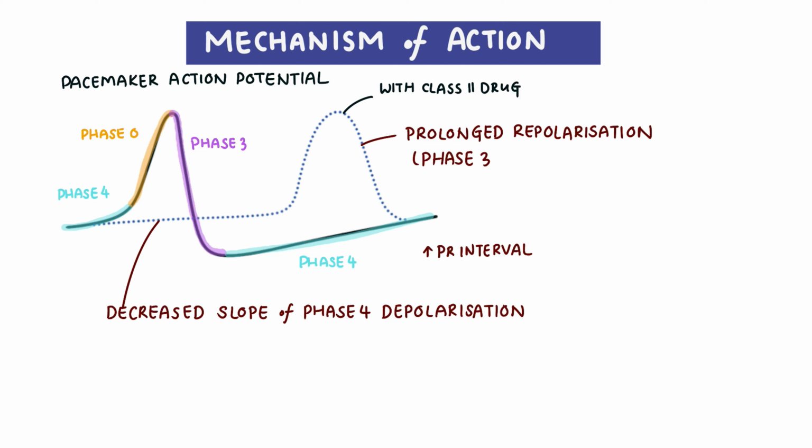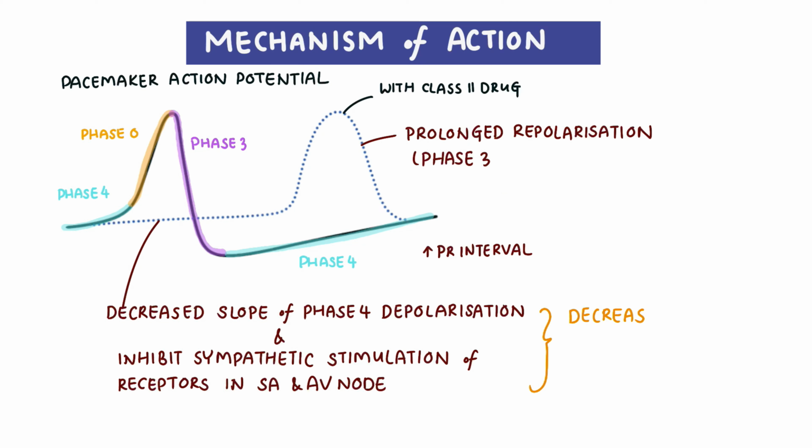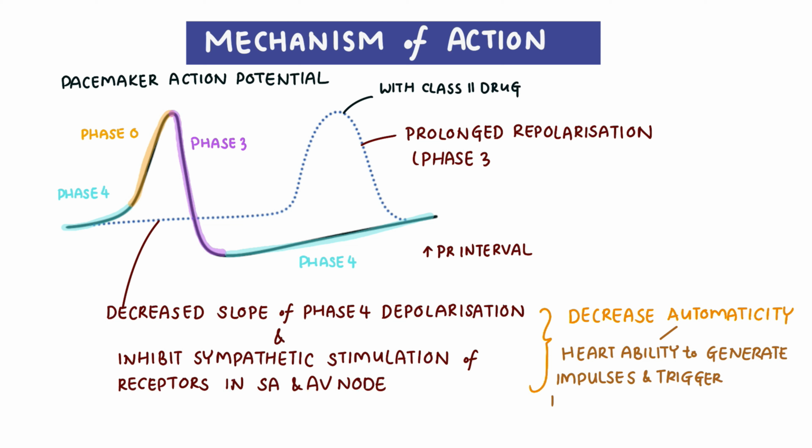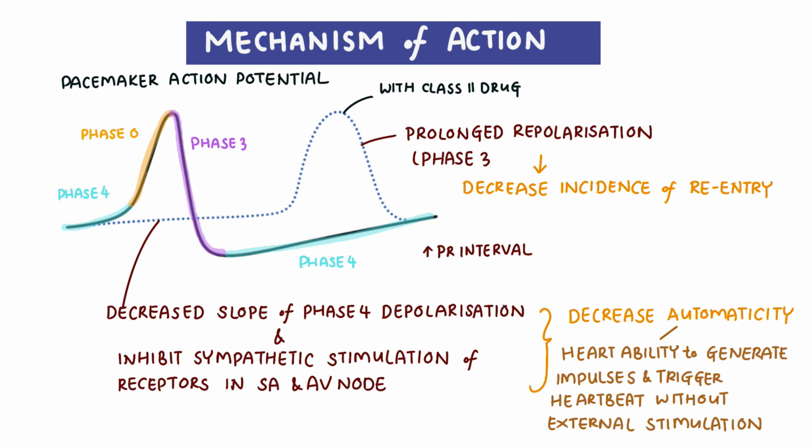Remember that the funny current in phase 4 is what causes spontaneous depolarization. By blocking beta receptors, these drugs reduce the slope of phase 4, meaning the cell takes longer to reach the threshold for the next action potential. This in turn inhibits sympathetic stimulation of receptors in the SA and AV nodes, resulting in decreased automaticity, which refers to the heart's ability to generate impulses and trigger a heartbeat without external stimulation. This will result in a slower heart rate. Also, by prolonging repolarization, Class 2 drugs decrease the incidence of re-entry, which can cause abnormal electrical activity that is common in arrhythmias.